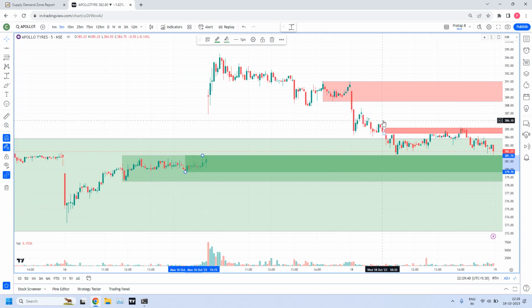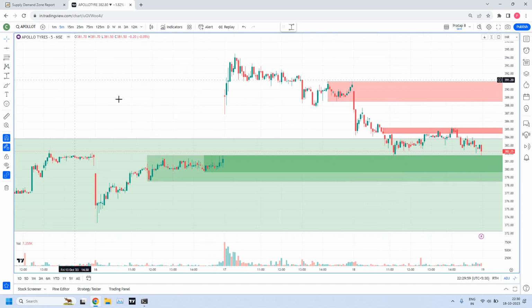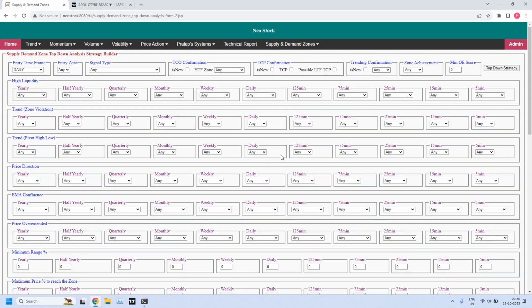So this is the only one trade we got from the stocks near demand and supply zones list. But we have a few other stocks which we haven't traced in stocks near demand and supply zones, but from existing high liquidity zones, we got some beautiful entries. Okay, first let's go back and let us generate demand and supply zones.